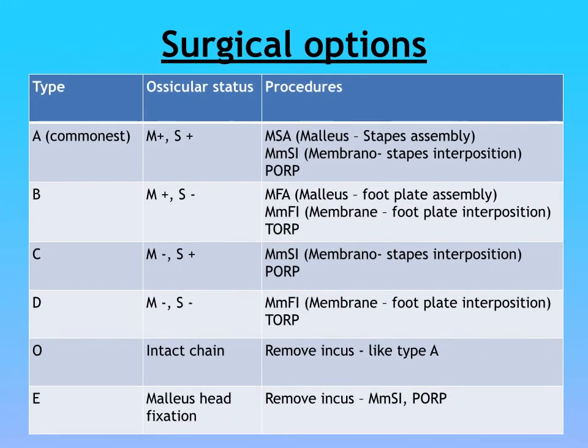So coming to the surgical options, the commonest is type A, where both malleus handle and stapes superstructure are present. We have a few options like malleus stapes assembly, membrane to stapes interposition, and partial ossicular replacement prosthesis. Type B, we have options like malleus footplate assembly, membrane to footplate interposition or TORP. Type C, membrane to stapes interposition or partial ossicular replacement prosthesis. Type D, membrane to footplate interposition or TORP. Type O, you have to remove the incus and treat it like type A. Type E, malleus head fixation, where you have to remove the incus and treat like type C, membrane to stapes interposition or partial ossicular replacement prosthesis.